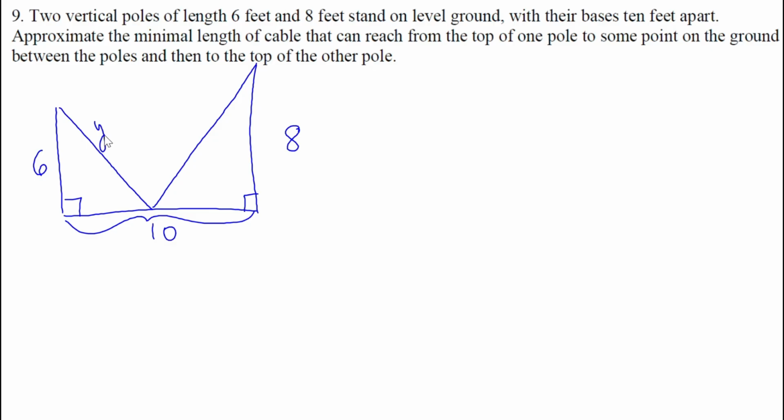So I'm going to call this Y, and I'm going to call this Z. And we want to know the minimum length of cable. So we got to figure out, though, where the optimal place to put it is so that we have that minimum length. So I'm going to call this X, which makes this 10 minus X. And that gives me two right triangles that I can use the Pythagorean theorem on to then figure out what the length of the entire cable is, right? And the length of that entire cable is just Y plus Z.